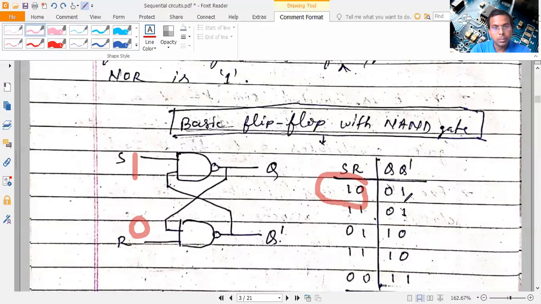Now, next is 1, 1. So this is 1, this is 1, and previously, what was this? This was 0 and this was 1. Because we are applying sequentially, the previous state also has to be remembered. Now this 0 is reaching here. So one input is 0, so output is going to become 1, and this 1 is reaching here, so both 1, output becomes 0. So no change is happening here. So these two are the same state.